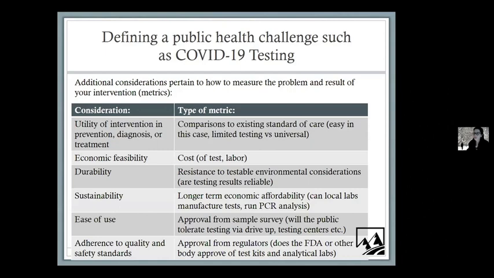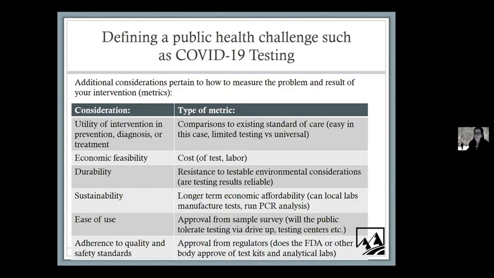So the considerations are on the left, would be things like, what is the utility of the intervention in prevention or diagnosis or treatment, economic feasibility, durability, sustainability, ease of use for users, and adherence to quality and safety standards. On the right here are some metrics that you could use to help you understand some of these different considerations. Like, for instance, the utility of the intervention. How does it compare to the existing standard of care?